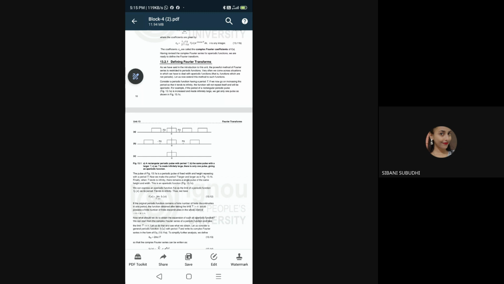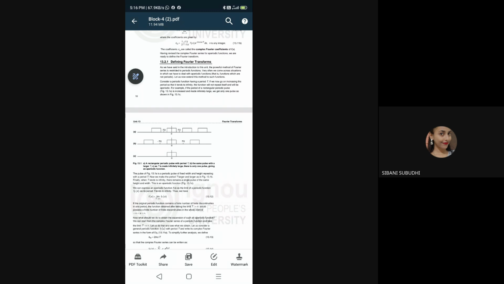So for periodic functions, your Fourier series is very important to use in physics and engineering. But often we come across situations in which we have to deal with aperiodic functions, which are not periodic, or which are not in the form f(x + T) equals f(x). So to extend the Fourier series solution to aperiodic functions, we use the Fourier transform.